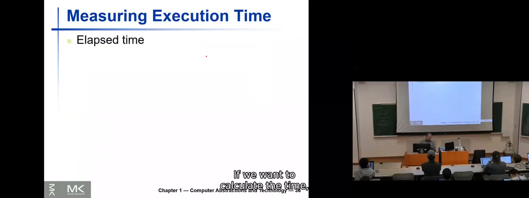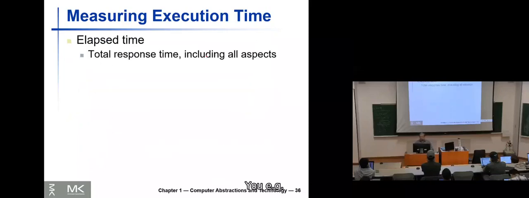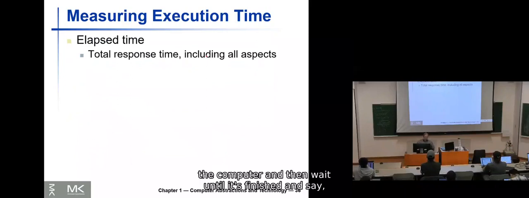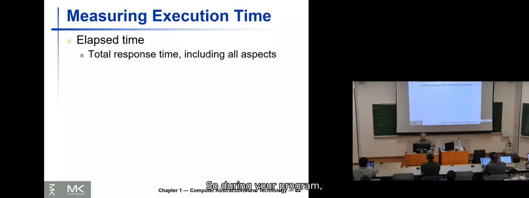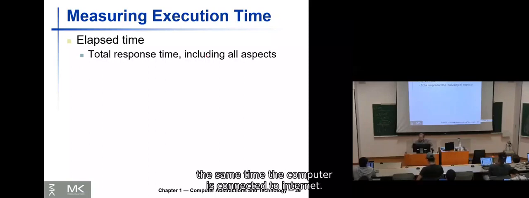If we want to calculate the time, there are 2 times that we could consider. One is elapsed time. You, for example, press enter on the computer and then wait until it finished and say, okay, it took 5 seconds. This is elapsed time. This time consists of so many things. The input, maybe output. So during your program, it will be refreshing something on the display. It might connect to the internet, at the same time the computer is connecting to the internet.